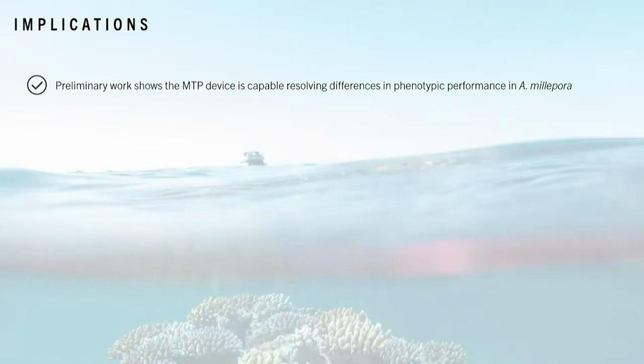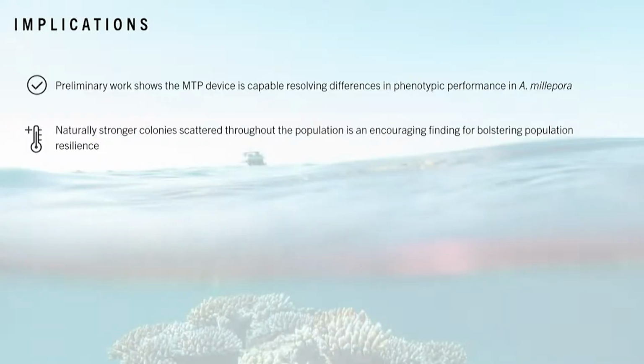So just to finish with the implications of this work: firstly, we found that the MTP device complements existing phenotypic devices and provides a viable means of resolving differences in phenotypic performance of acropora and millepora corals across diverse sites. The presence of naturally stronger colonies scattered throughout the population is an encouraging finding for bolstering population resilience, potentially through strategies of selection and propagation at a local scale.